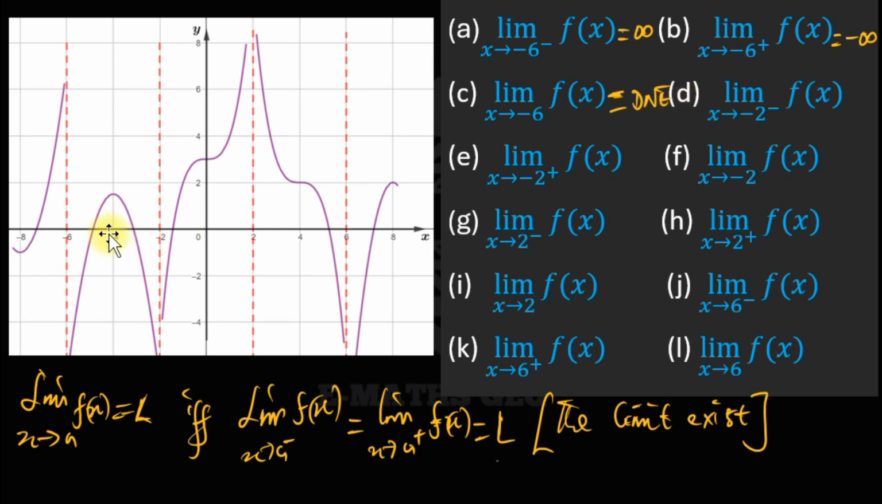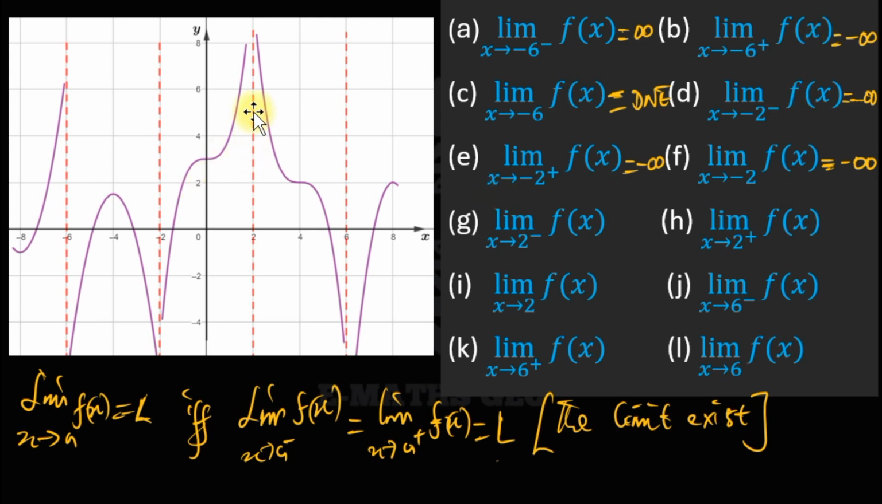Next, approaching -2 from the left, we have negative infinity. From the right, also the same negative infinity. So this is negative infinity, because both are the same. Both the left and right give us negative infinity, so this will give us negative infinity.